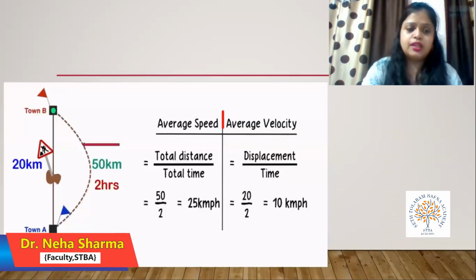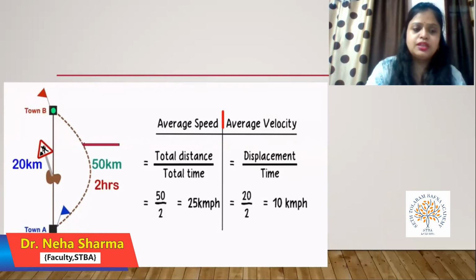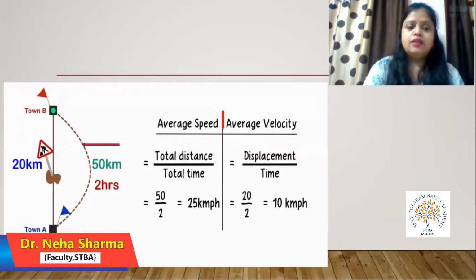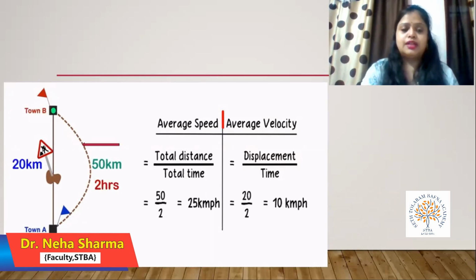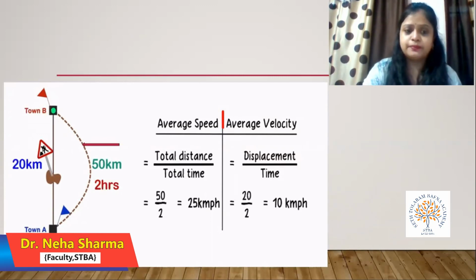There is one more example. Town A and town B are at a distance of 20 kilometers, and moving from A to B takes approximately 2 hours. Suppose due to construction work a person takes another path with a distance of 50 kilometers, and it again takes approximately 2 hours to reach B. The average speed is total distance by total time, so 50 kilometers divided by 2 hours. The average speed is 25 kilometers per hour.